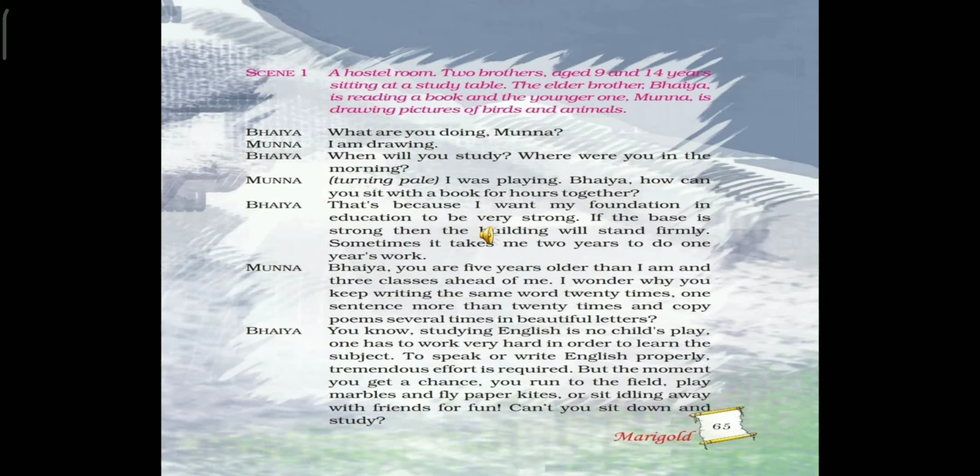Now, the thing that you can see on your screen is a picture of the chapter. So you see, this is a bit different from the stories and the poems that you have read. Here you can see there's something written in pink, and it is called scene 1. And then there are two people, Bhaiya and Munna, talking to each other. You know what exactly this type of text is called? It is called a drama.